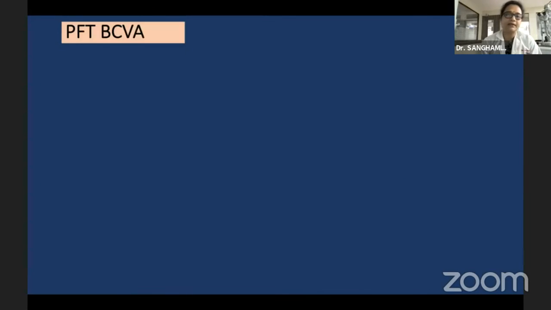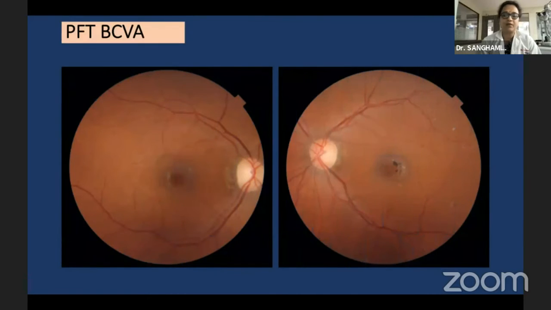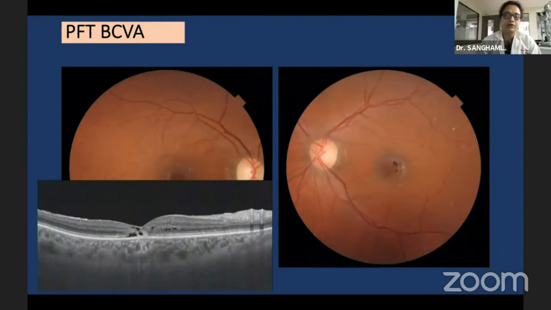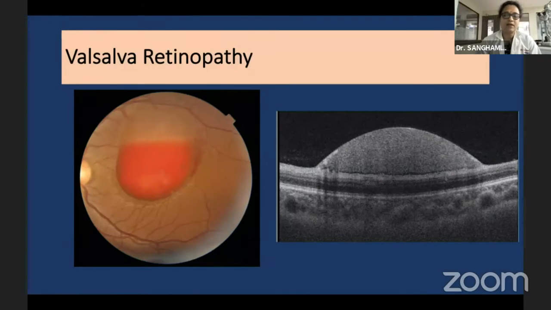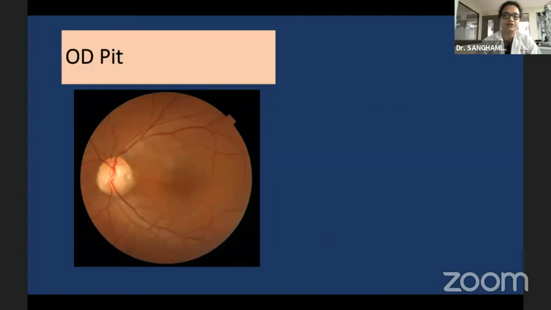In case of parafoveal telangiectasia, with a sheen surrounding the macula and pigmentation, you can see the typical hyporeflective cystic spaces bang on the macular area. In case of Valsalva retinopathy, it tells us that the blood is just beneath the ILM. Therefore, a prick or the laser will dislodge the blood and then the patient improves in his vision.